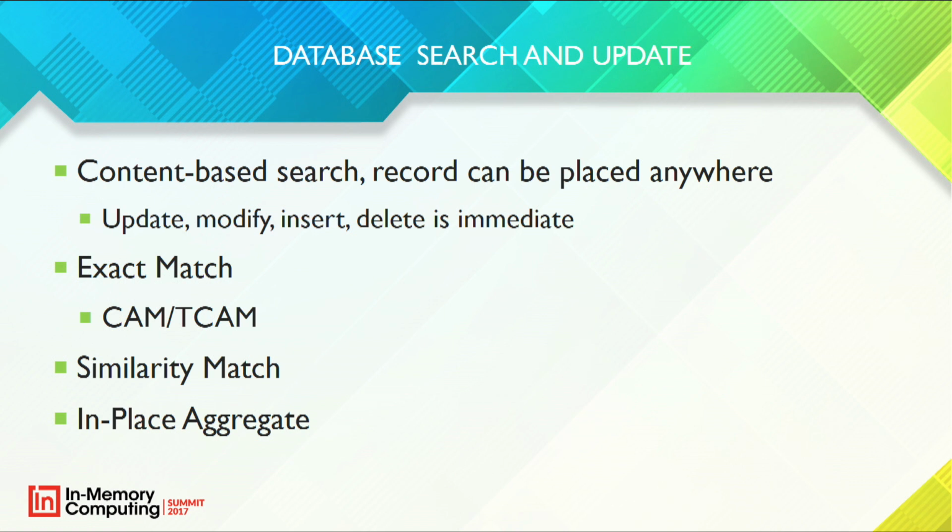We can do exact match as CAM or ternary CAM. We can also do similarity search. Sometimes we don't want to do exact match. For example, for fraud detection, we want to find some behavior of the data. So we need to do a search like L1, L2, cosine similarity, etc. This can also exist in the memory, and we can do in-place aggregate. After we find the data, we don't have to bring it out. It's in place. We can continue working on the data inside.